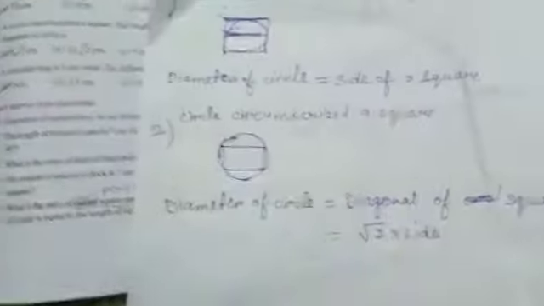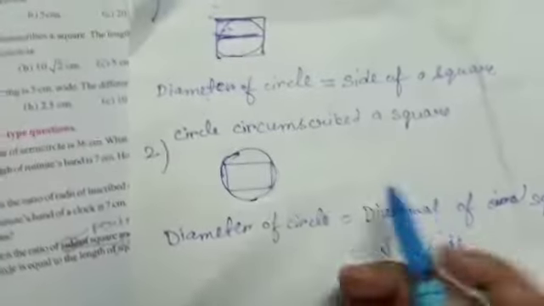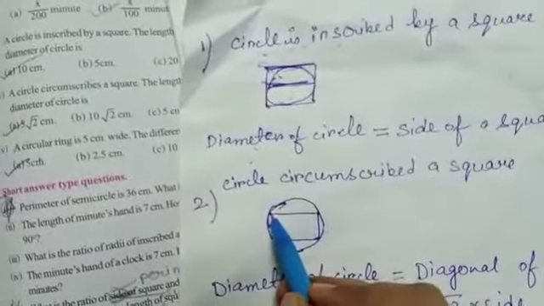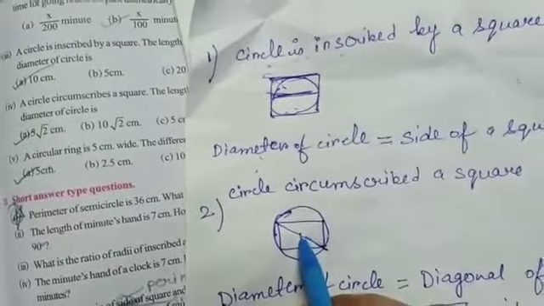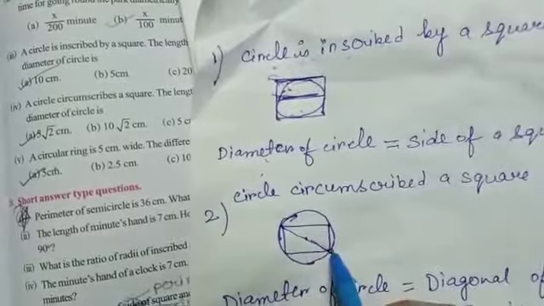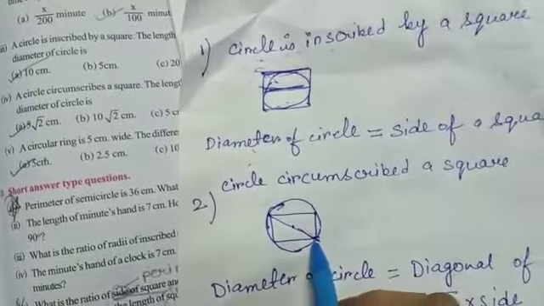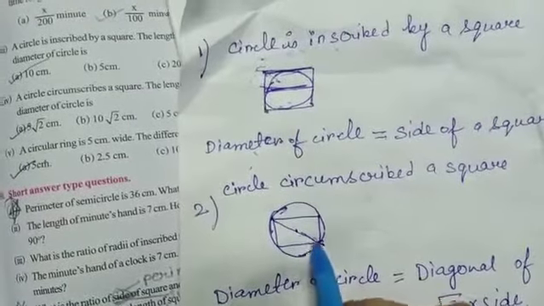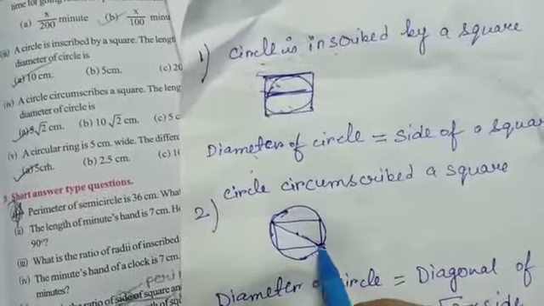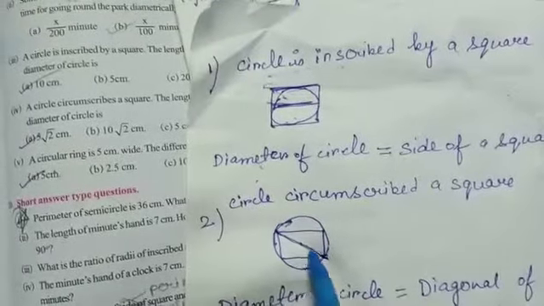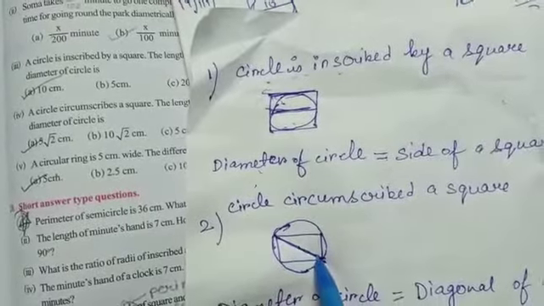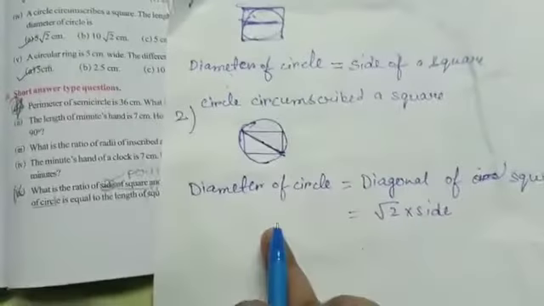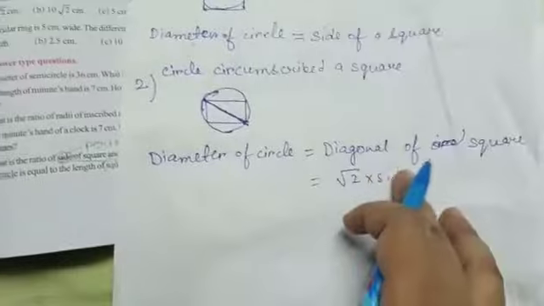So which one is the diameter? You can take this one also. This is also a diameter. Why? Because it is passing through the center and touching the two ends. What is the definition of diameter? That it will pass through the center and touch the two ends. So this one is also a diameter, and this one is also the diagonal of the square. That is why I have written diameter of circle is equal to diagonal of square.